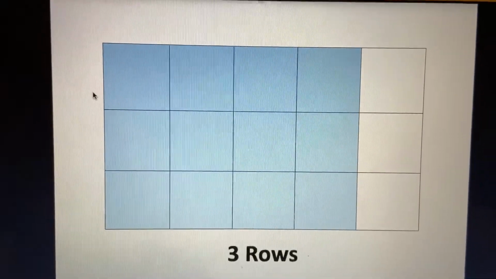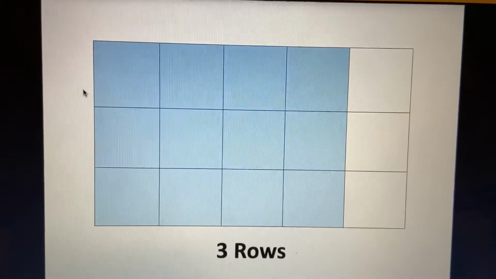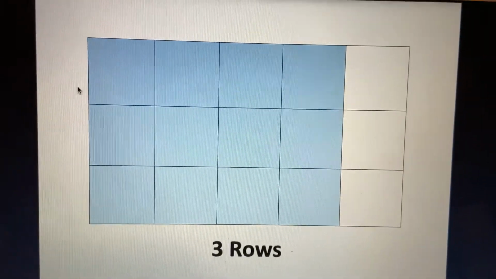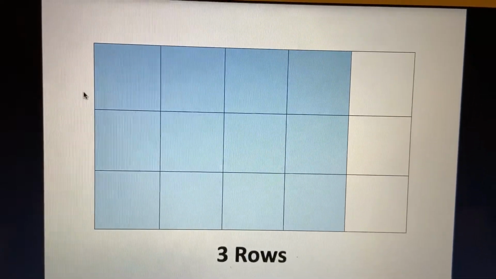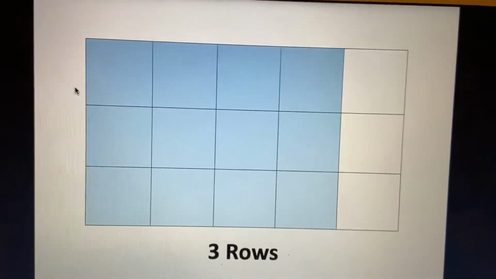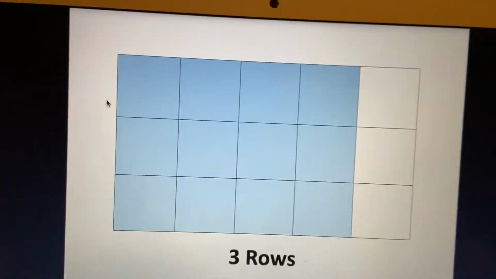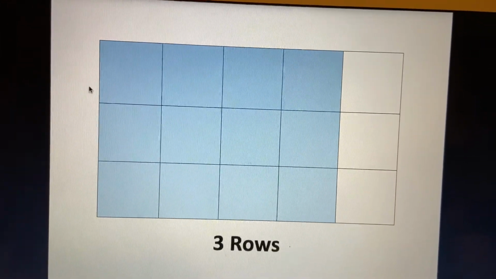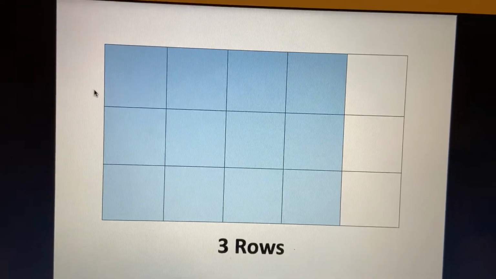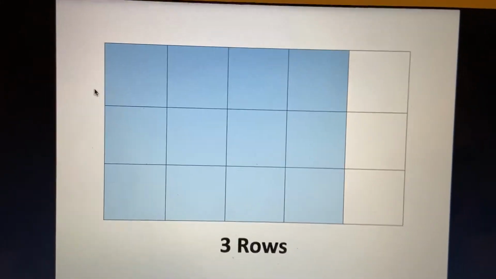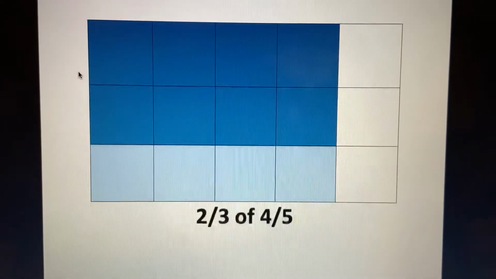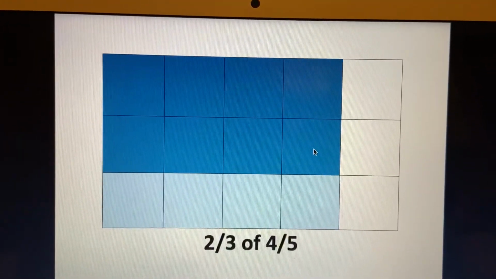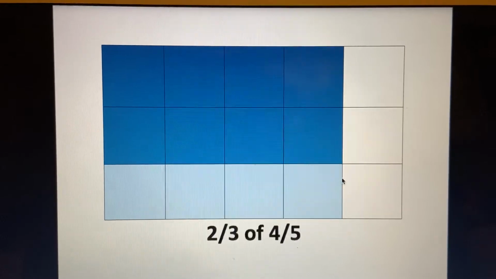Now going back to the numerator we filled in the first time, we will use those to find how many to fill for the 2/3. Now we are only looking at the part we already have filled in, because the goal is to find 2/3 of 4/5. Earlier we established that the thirds are represented by rows, so that is how we will shade the 2/3. So here we have 2/3 of the 4/5 that are shaded in.